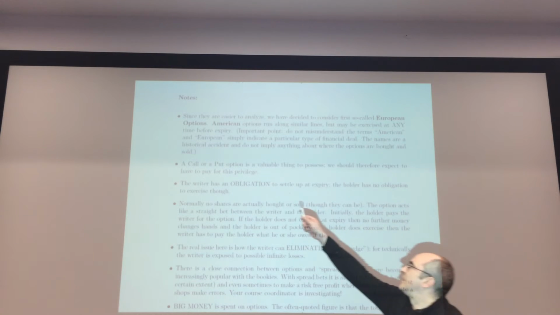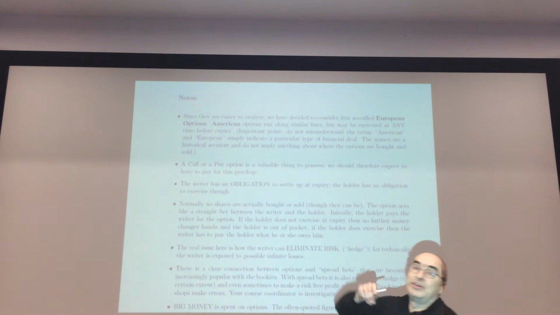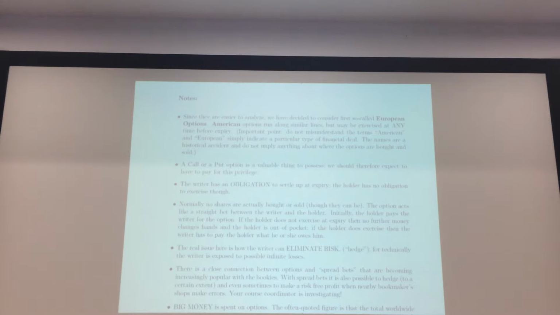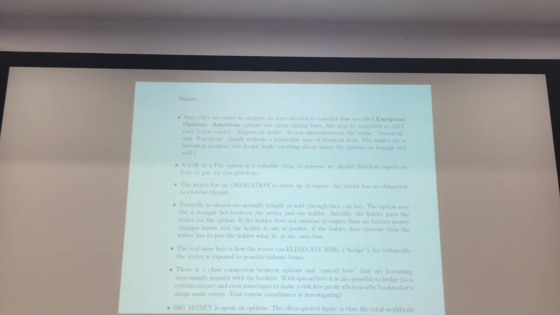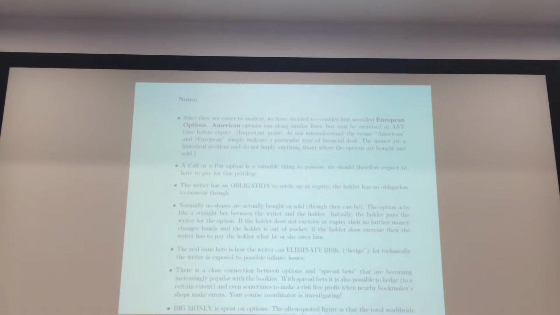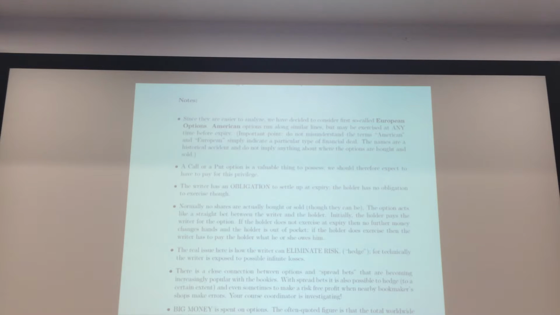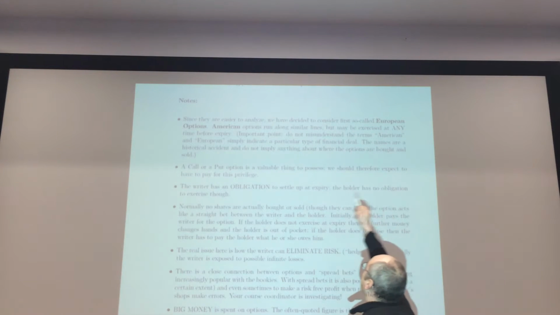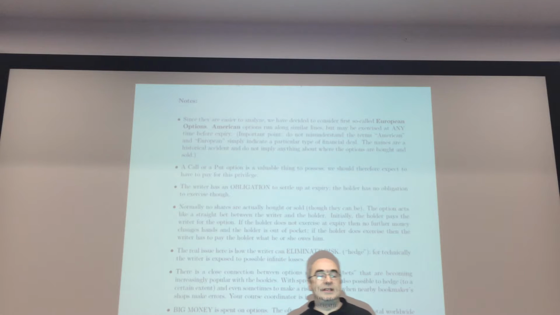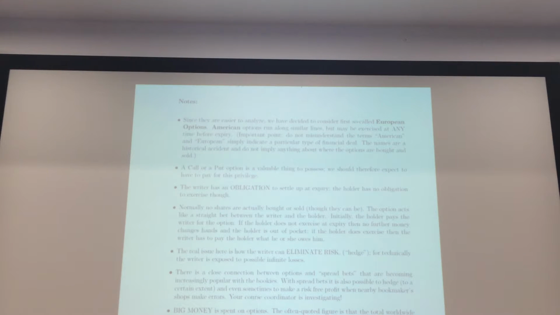So again, it's a one-sided contract because I have an obligation to settle up. If I write you that contract, I have to go through with it. If I don't, I get kicked off the market. If I'm trading on a derivatives market and I don't fulfill that contract, I can be kicked off the market. But you as the holder have no obligation. It's purely up to you whether you exercise that option or not. So it's a very one-sided operation.